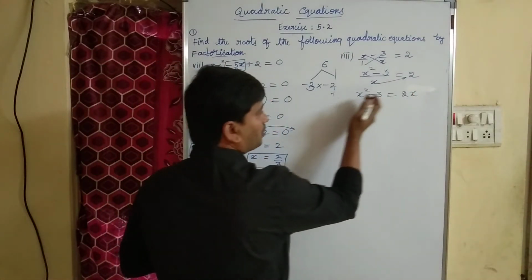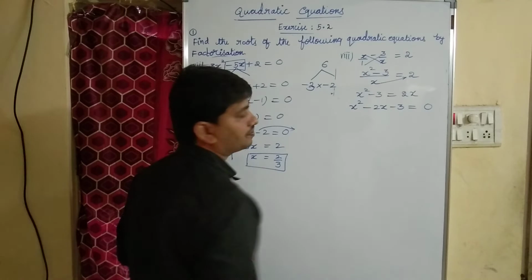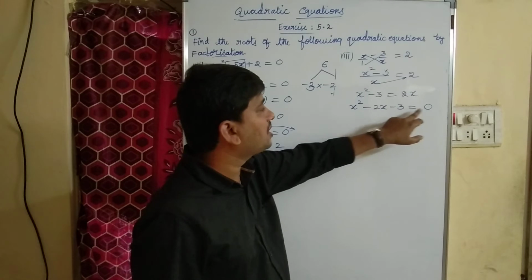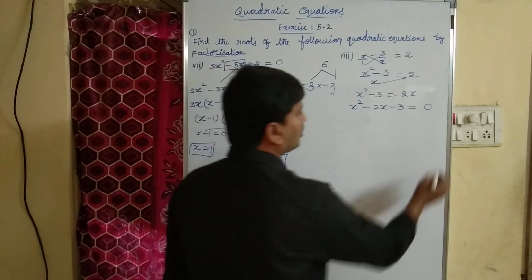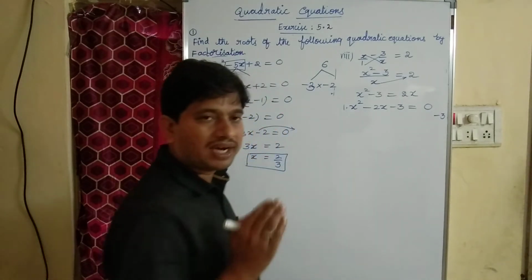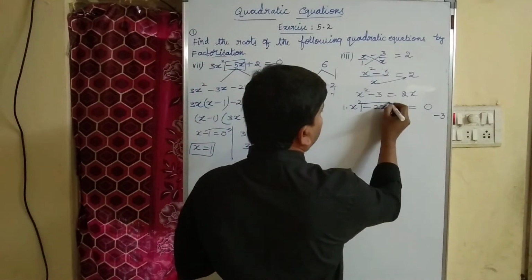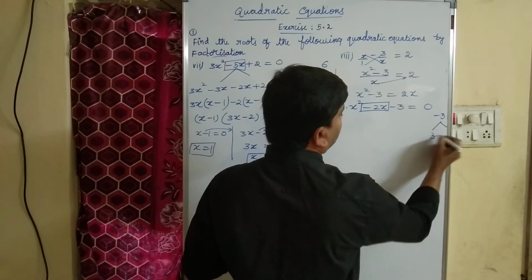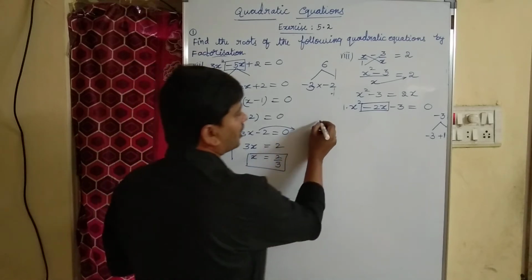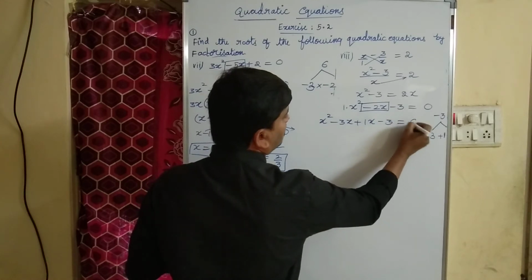So what you do children, 2x you transpose here, x square minus 2x minus 3 equal to 0. Plus 2x comes to this side as minus 2x, minus 3 equal to 0. So what is the constant children? Constant is minus 3 and the coefficient of x square is 1. Minus 3 into 1 is minus 3 only. As the middle term is minus 2x children, the factors are minus 3 and plus 1. I can write x square minus 3x plus 1x minus 3 equal to 0.